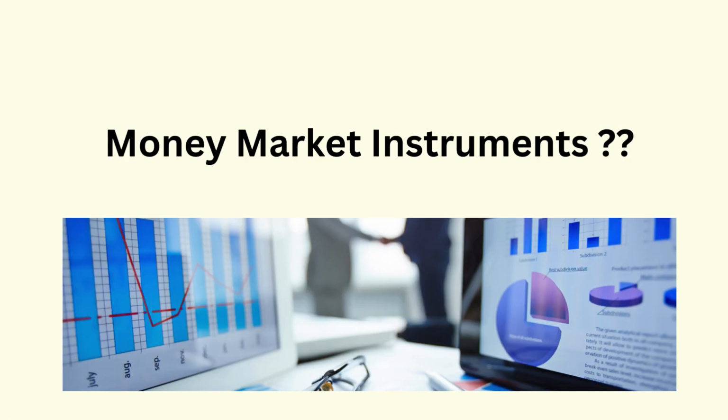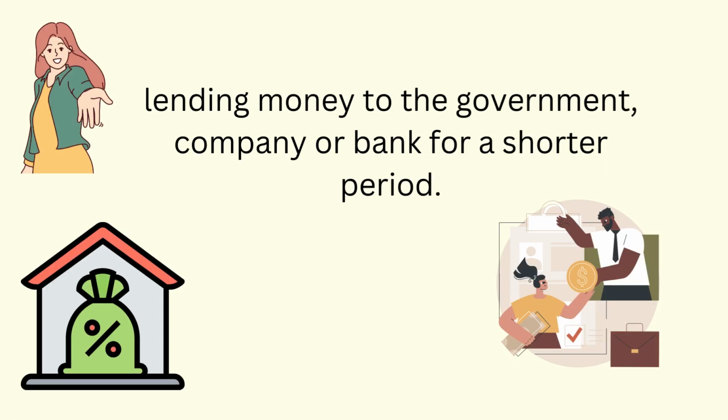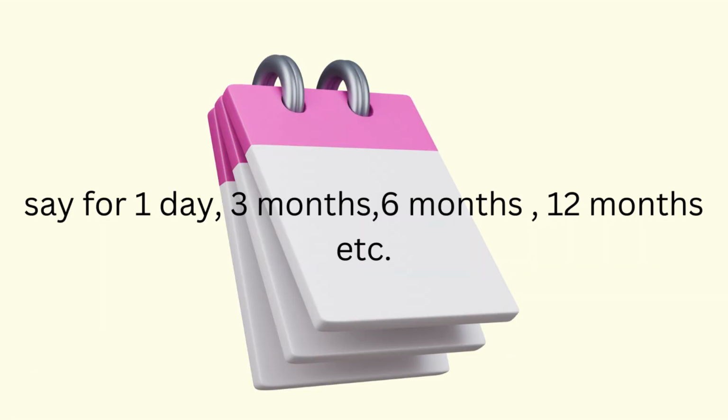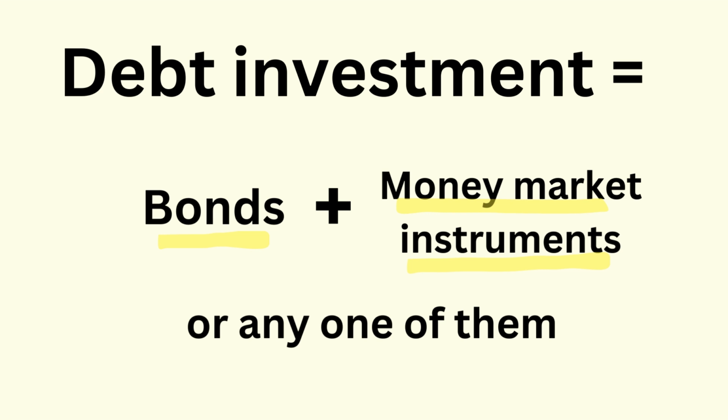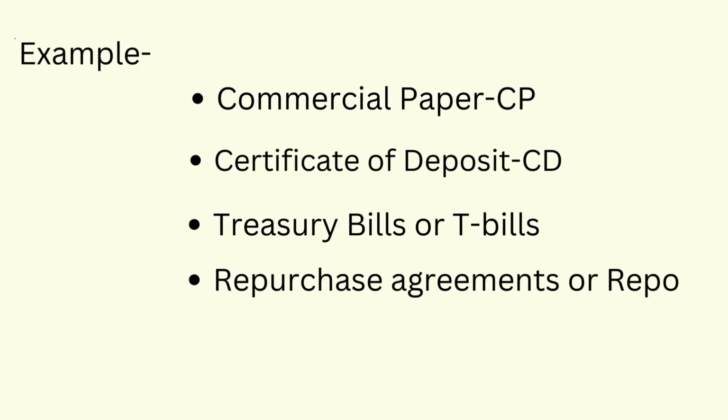So what are money market instruments? It's basically lending money to the government, company or bank for a shorter period of time, like say 1 day, 3 months, 6 months and 12 months, etc. Now what is debt instruments or investment? It's nothing but investments in bonds and money market instruments, or in any one of them. Examples: commercial papers, certificate of deposit, treasury bills and repurchase agreements or repos.